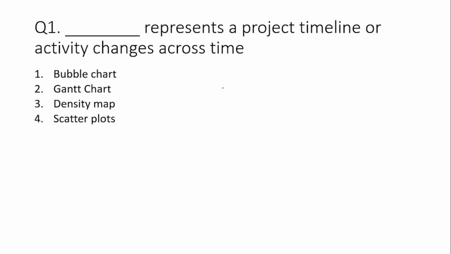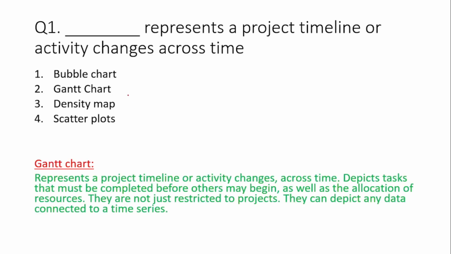Okay, let's start with the first question. The first question is, dash represents a project timeline or activity changes across time, right? So what do you think should be the answer? Bubble chart, Gantt chart, density map, or scatter plots? Okay, the correct answer should be Gantt chart.